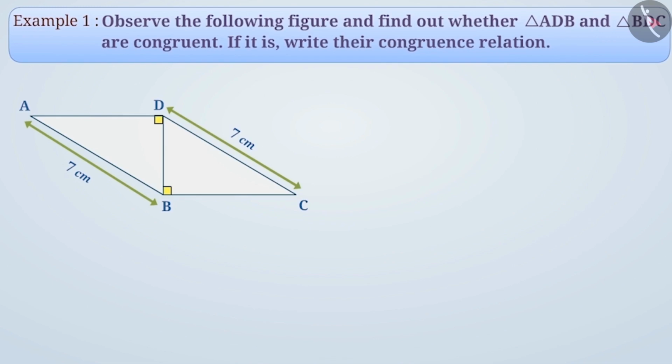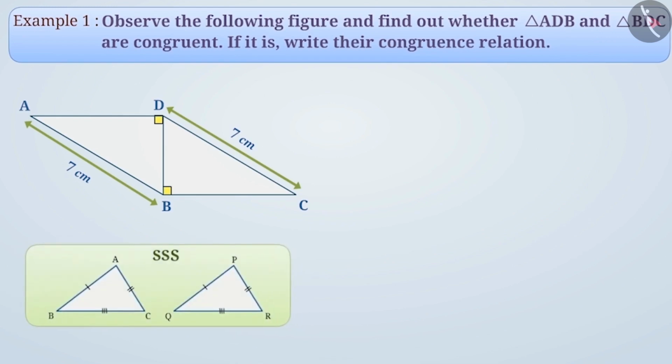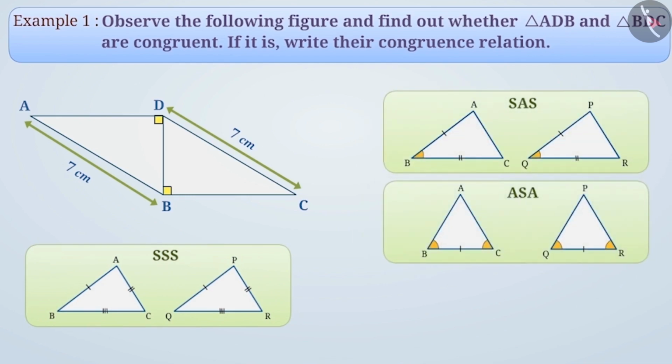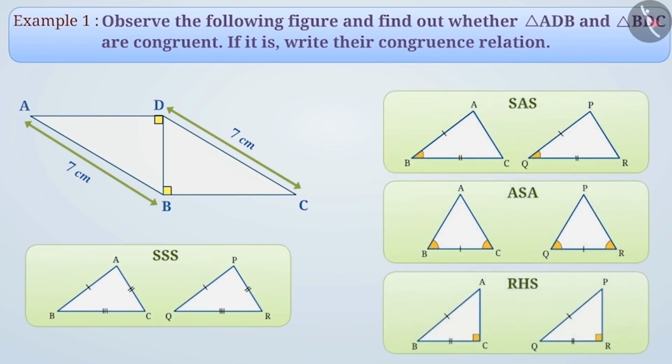We must use one of the theorems, that is SSS, SAS, ASA or RHS to test the congruency. Can you tell which theorem would be correct to use here? Give it a thought.